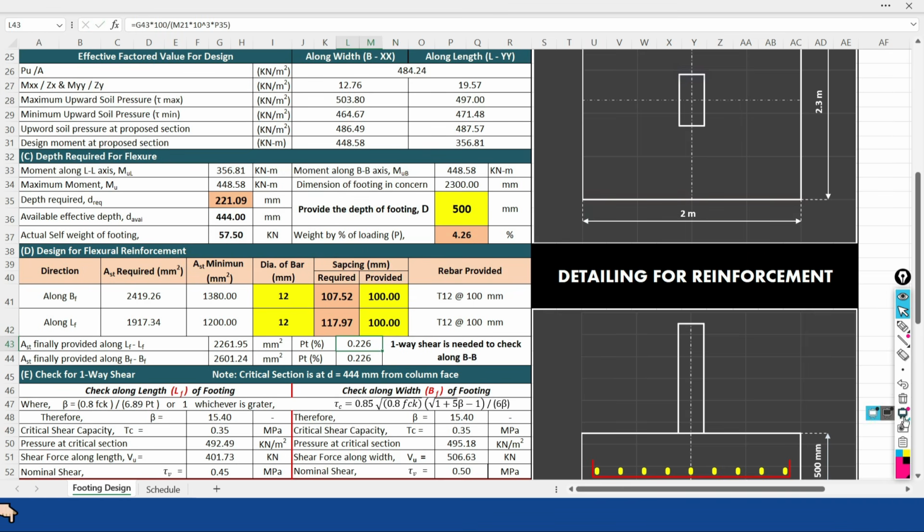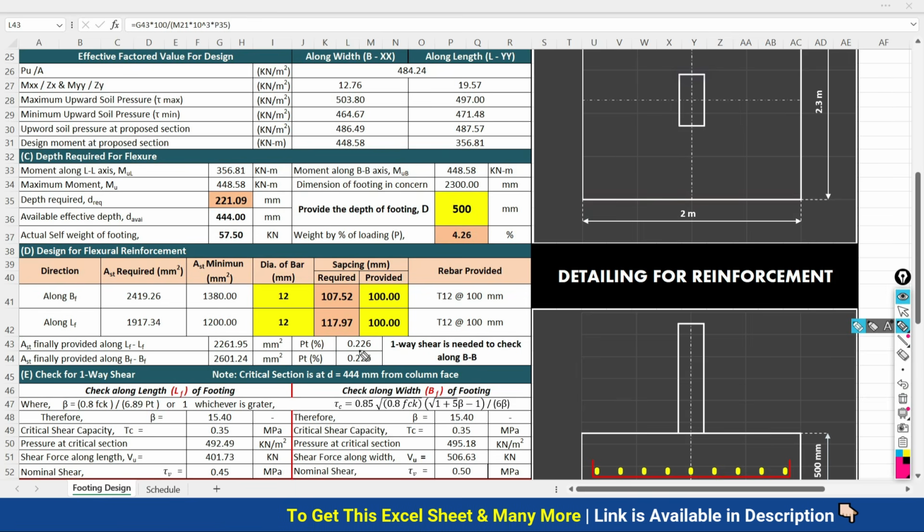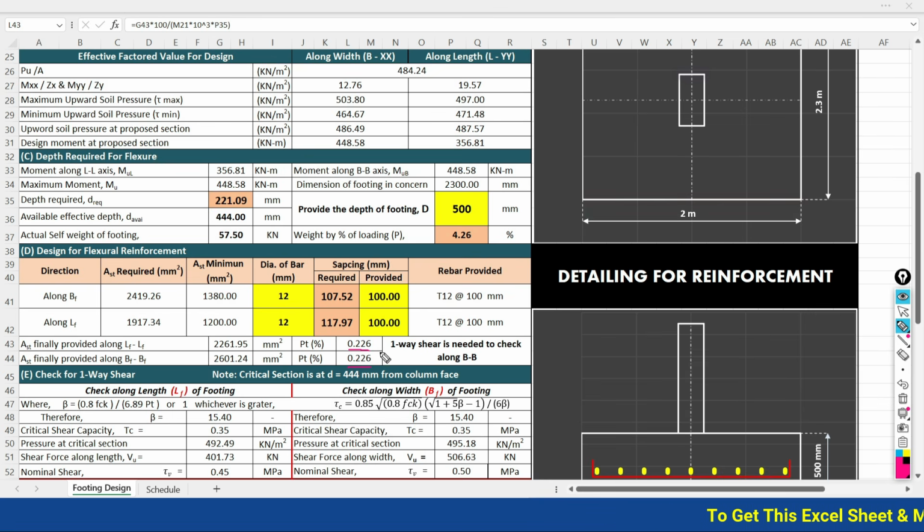So finally the provided bar is 12 mm diameter of bar at a spacing of 100 mm center to center. Got it? So the provided percentage of reinforcement is going to become 0.226. As per the codal recommendation, the reinforcement to be provided should be more than 0.12%. So in respect of that recommendation, we are safe.